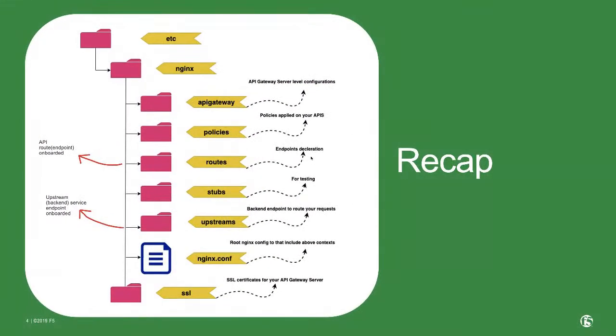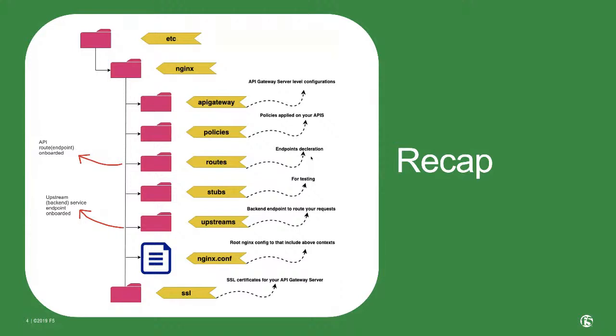So a recap. We had a recap, but I just wanted to recap on the structure of the DIY API gateway, which we saw last week. Last week we saw how easily we can onboard APIs like routes and upstreams with a given API gateway.